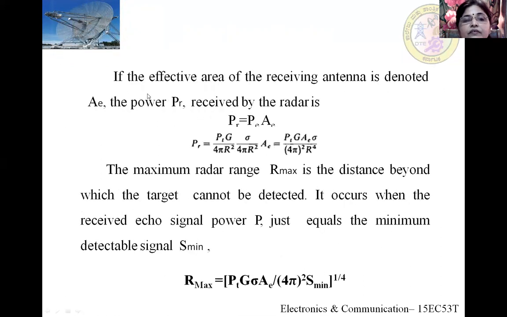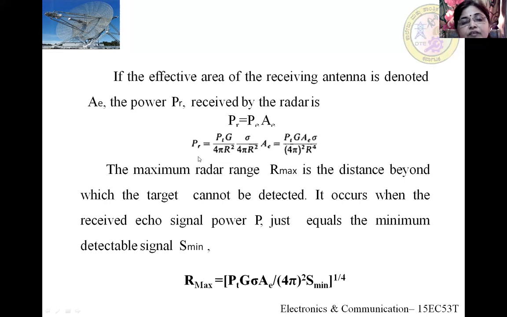So if the effective area of the receiving antenna is denoted by AE, the power PR received by the radar is PR is equal to P into AE. We already know that signals are received by the receiving antenna. So let the area of the receiving antenna be AE. Then we have PR is equal to P into AE.